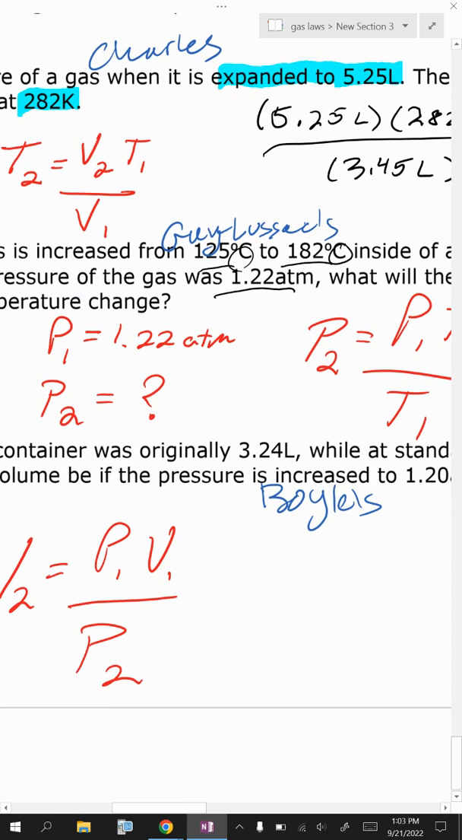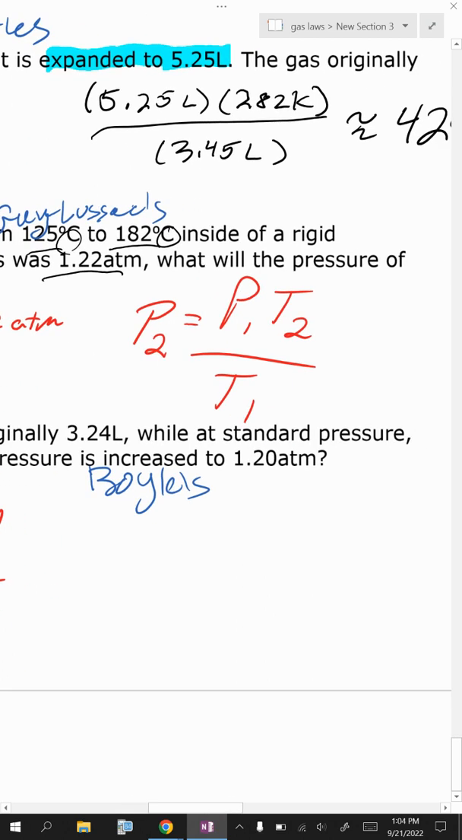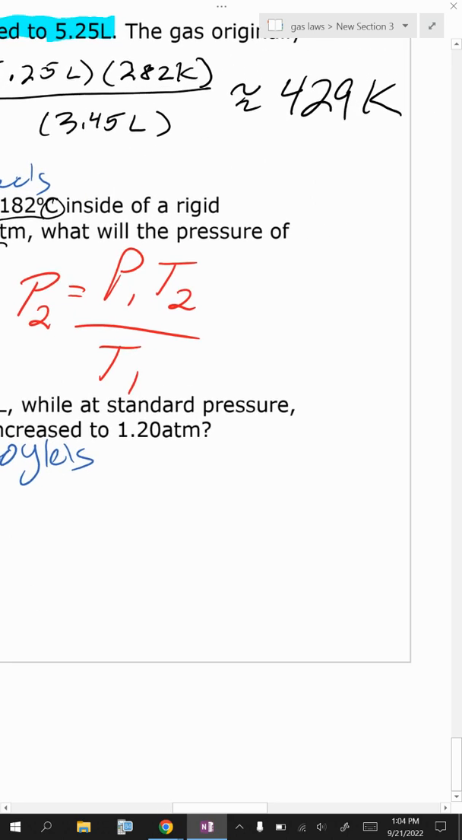Moving over, I've got my original pressure of 1.22 atmospheres. I don't know my final pressure. So I'm going to use this manipulated version of the equation. Gay-Lussac's law says that P2 is equal to P1 times T2 all over T1. Let me substitute in those values for you. 1.22 atmospheres times 455 Kelvin divided by 389 Kelvin.